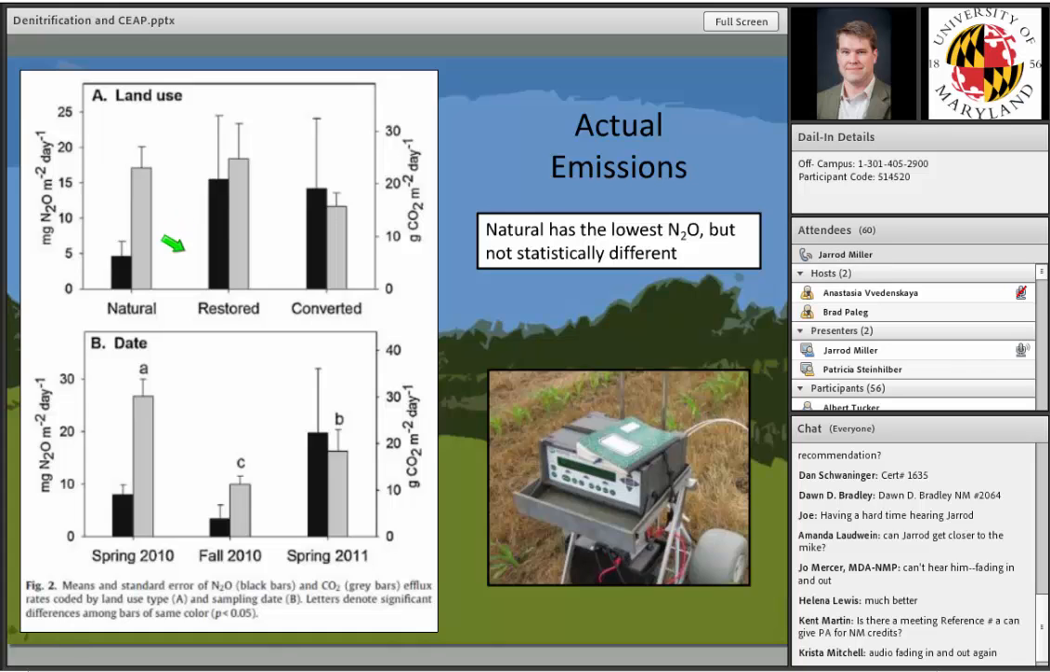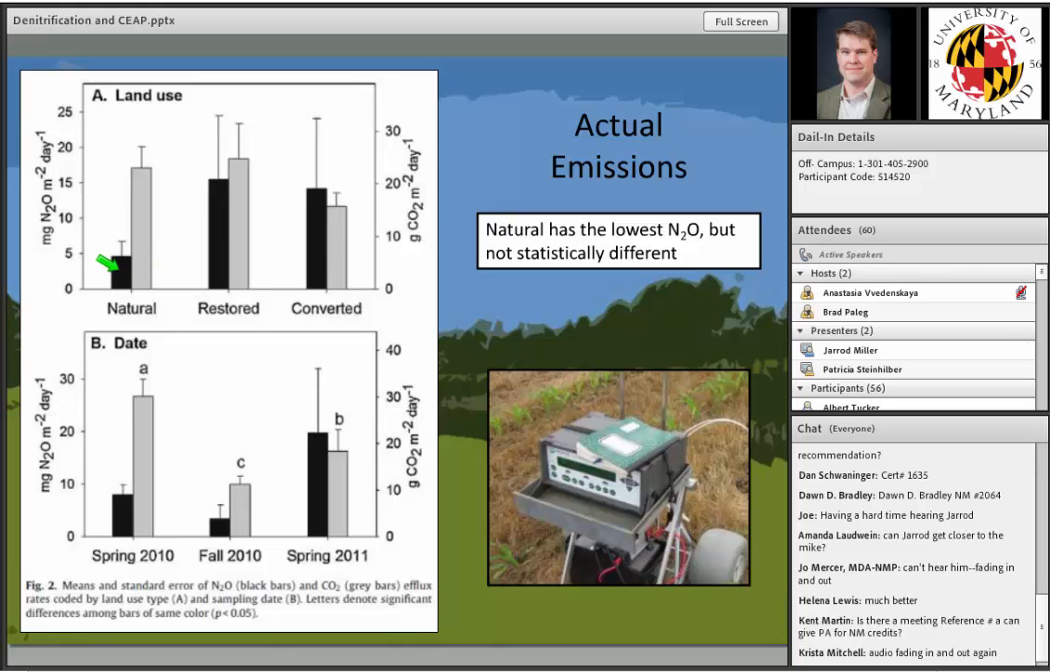Your N2O here is in black, and here's your CO2 in gray. CO2, which represents microbial respiration, how much they're eating, is actually pretty consistent, and the values don't vary too much. But nitrous oxide, because so many of those factors can vary across the soil, from temperature to nitrogen to moisture, the variation is so great here that we couldn't find any comparison between them. I can't say anything significant. So while natural has the lowest N2O produced, I can't actually say it's statistically different.